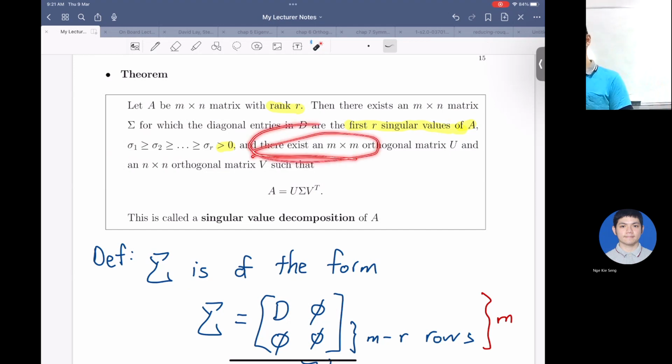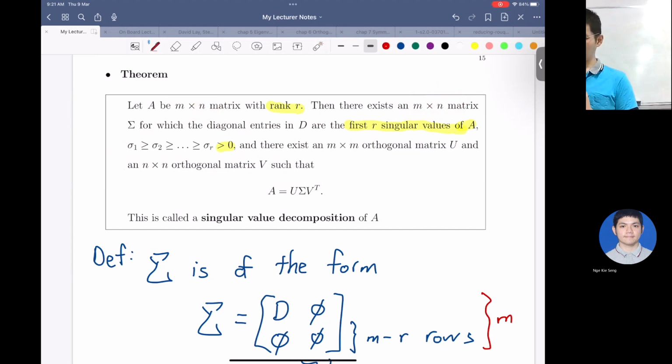This theorem just says that there's an orthogonal U. It is m by m because you multiply on the left side of the m by n matrix. And V should be an n by n matrix because you multiply on the right side of the m by n matrix. So let me put them together: m by m, then m by n, and then n by n. So you will get an m by n matrix.